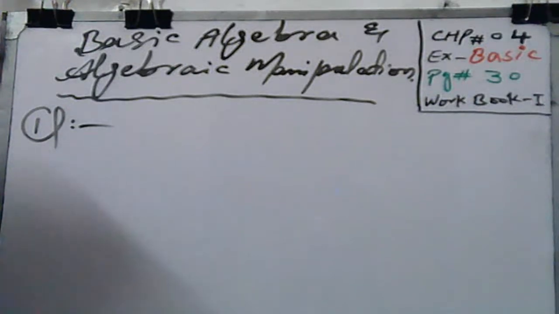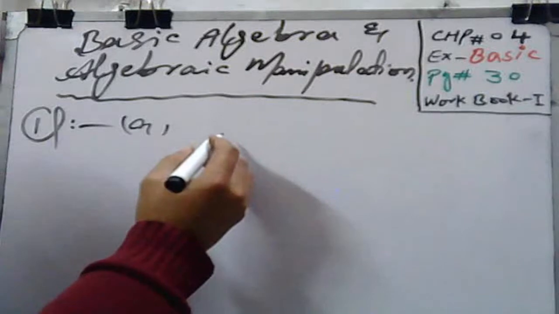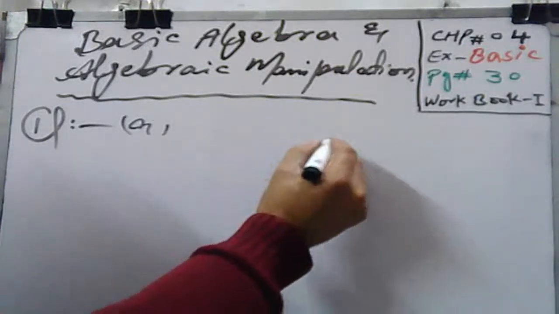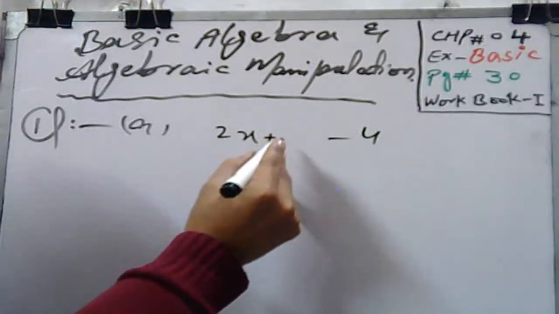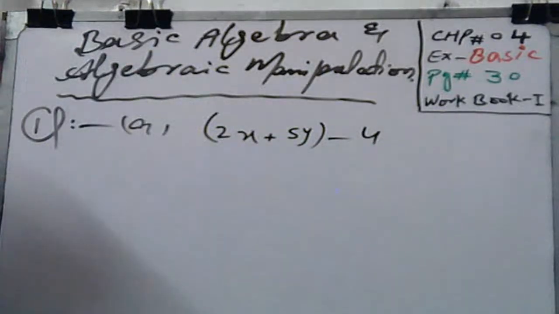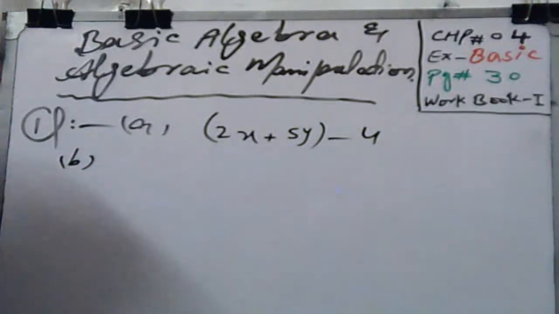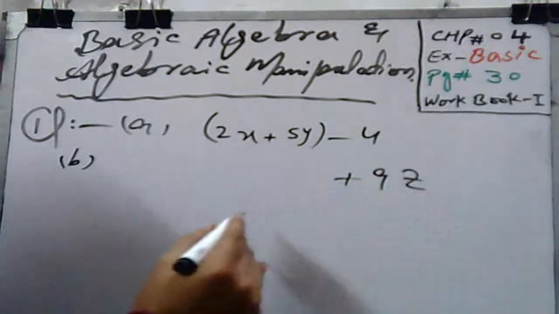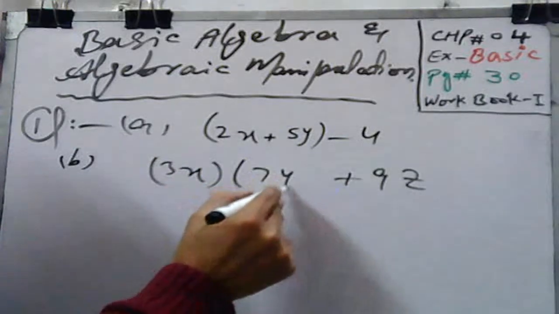In A part, subtract 4 from the sum of 2x and 5y. That is your first algebraic expression. Second one is in your B part, add 9z to the product of 3x into 7y. So this is your product case.